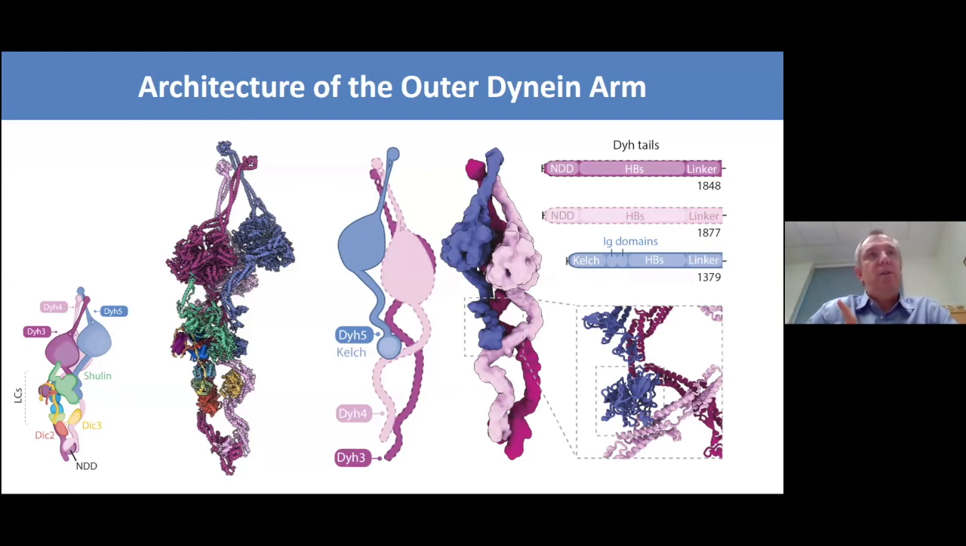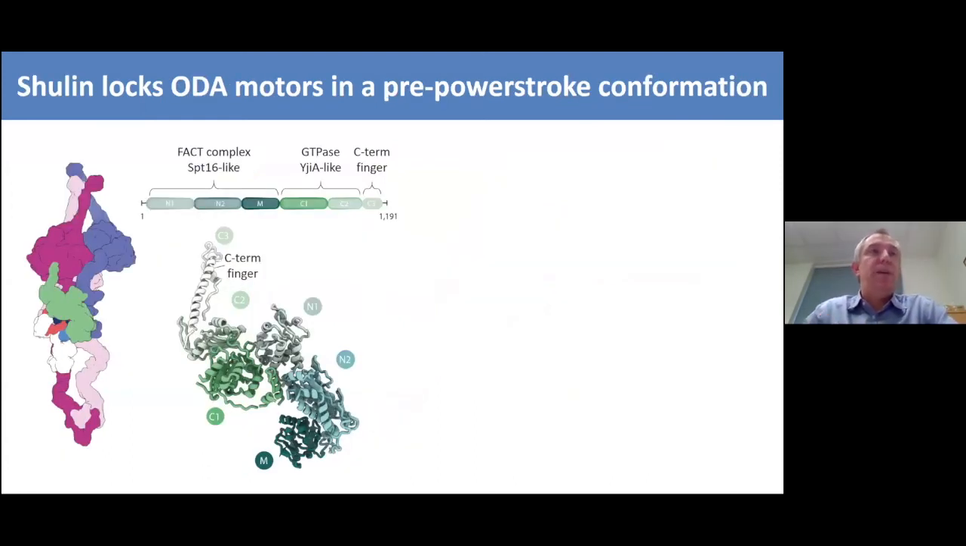Okay, let's look next at the Shulin molecule itself in the center. How is it acting to inhibit this structure? So when you look at Shulin, it's also another evolutionarily interesting molecule, because the first half of it is related to a histone chaperone called the FACT complex, in eukaryotes. And the second half is actually much more similar to a bacterial GTPase. And then at the end, there's an extra domain that's added on, this so-called finger domain that sticks out.